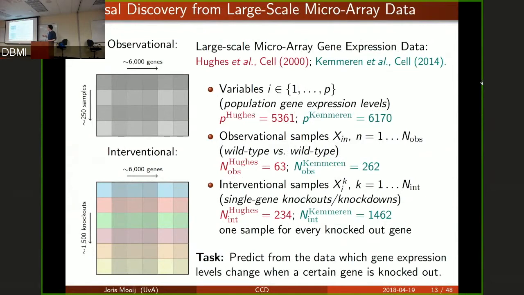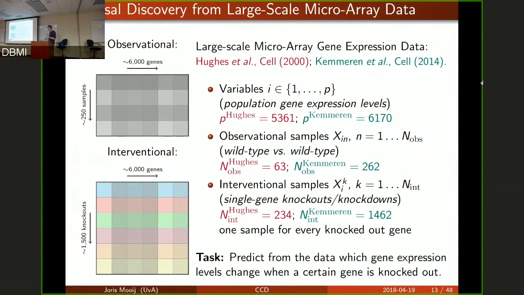We have observational data where they measured gene expression levels, population gene expression levels for yeast, and they repeated it about 250 times, which is a lot for biologists. They usually do it once or twice. Here they did it 250 times.